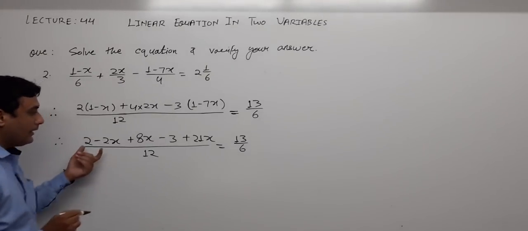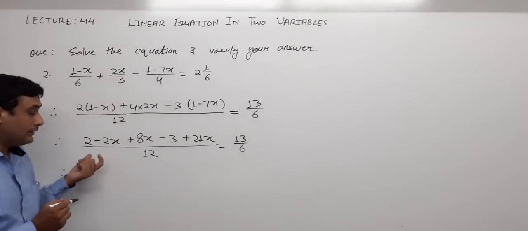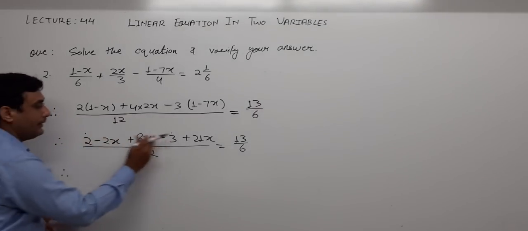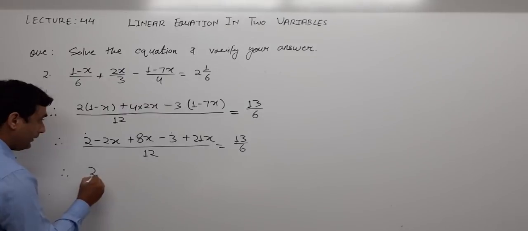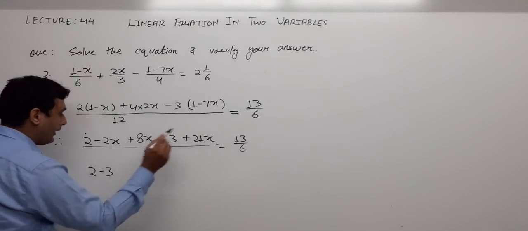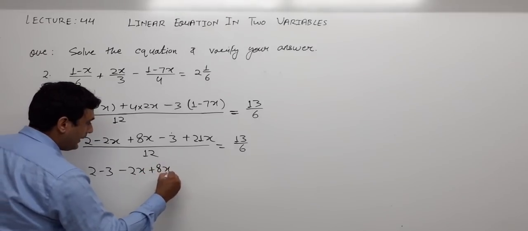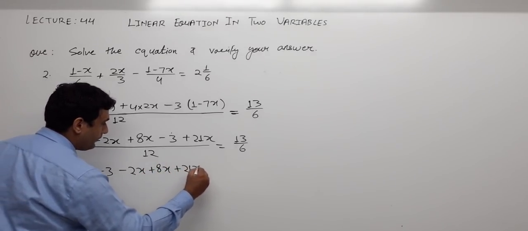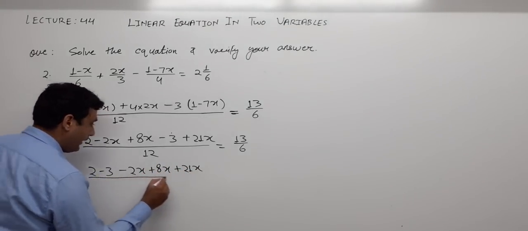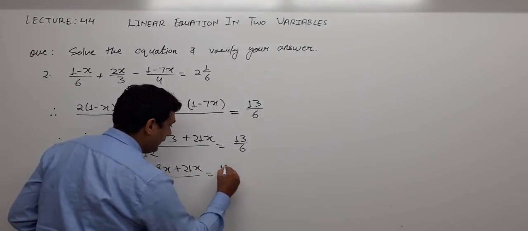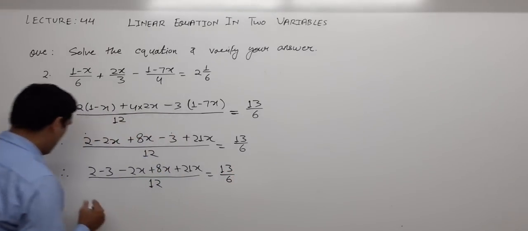Next, now here I will take the like terms. So 2 and 3, these are the like terms, and the remaining terms have x. So I will write 2 minus 3, then I will write all the terms containing x, that is minus 2x plus 8x plus 21x divided by 12 is equal to 13 upon 6.